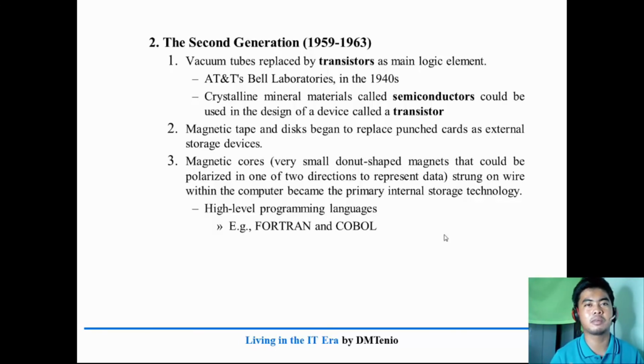So the paper tape and the punch cards were replaced by magnetic tape and disk. That's when examples like cassette tapes and magnetic tapes emerged. Then magnetic cores, very small donut-shaped magnets that could be polarized in one or two directions to represent data, became the primary internal storage technology within the computer. That's when CDs, DVDs, and diskettes became popular, magnetic disks that replaced the punch card storage device. High-level programming languages, for example Fortran and COBOL.